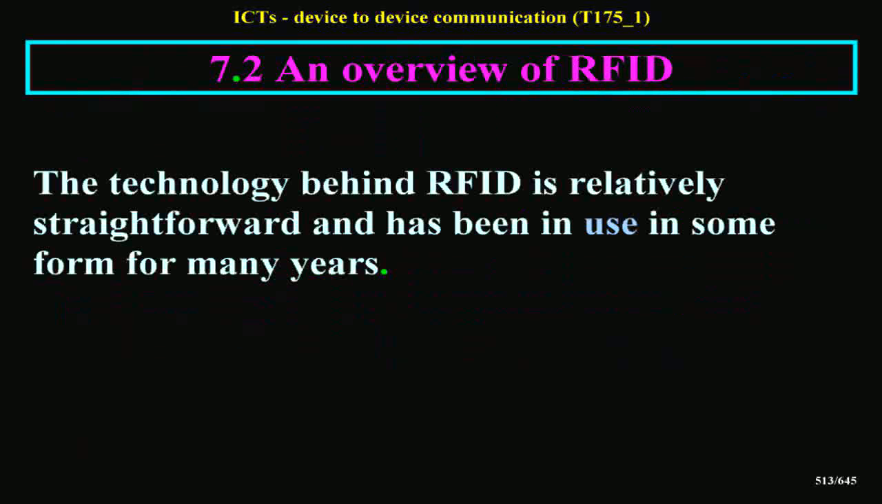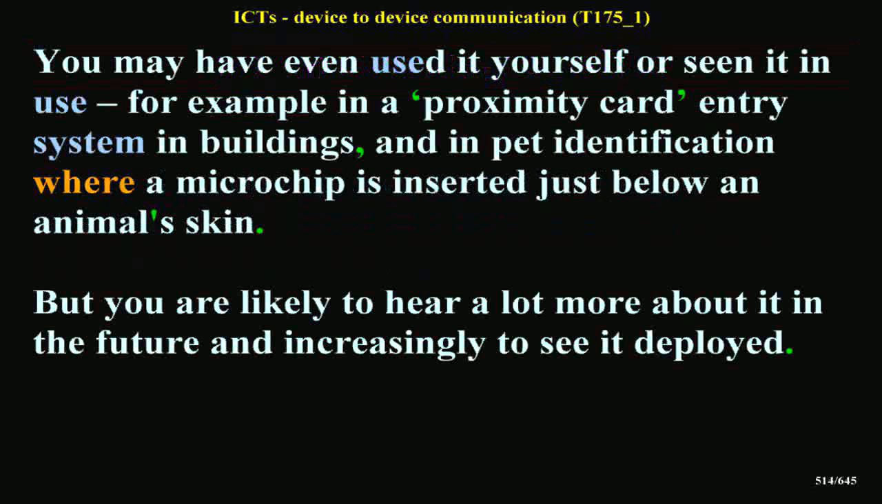7.2. An overview of RFID. The technology behind RFID is relatively straightforward and has been in use in some form for many years. You may have even used it yourself or seen it in use, for example in a proximity card entry system in buildings, and in pet identification where a microchip is inserted just below an animal's skin. But you are likely to hear a lot more about it in the future and increasingly to see it deployed.